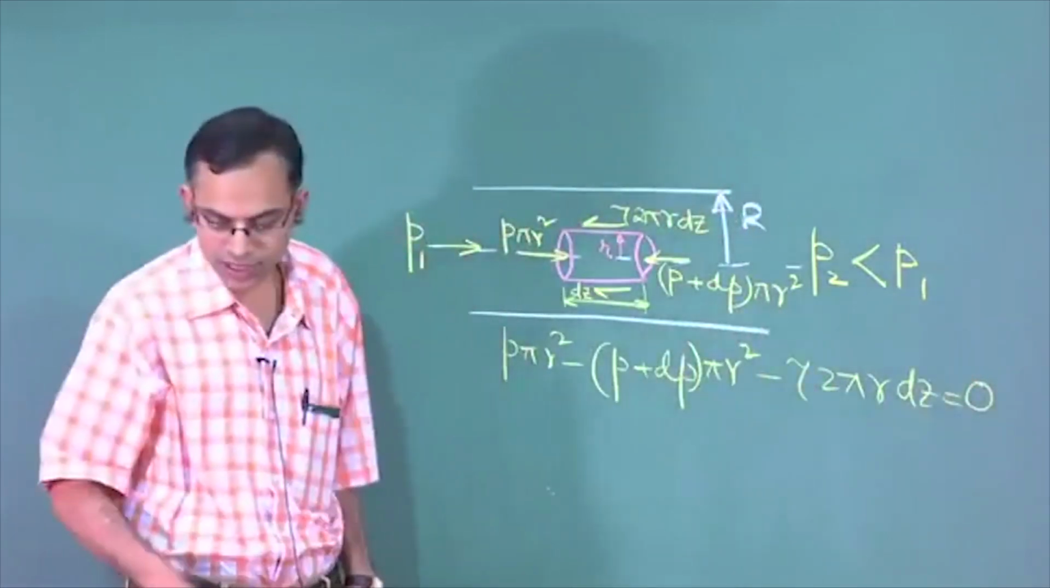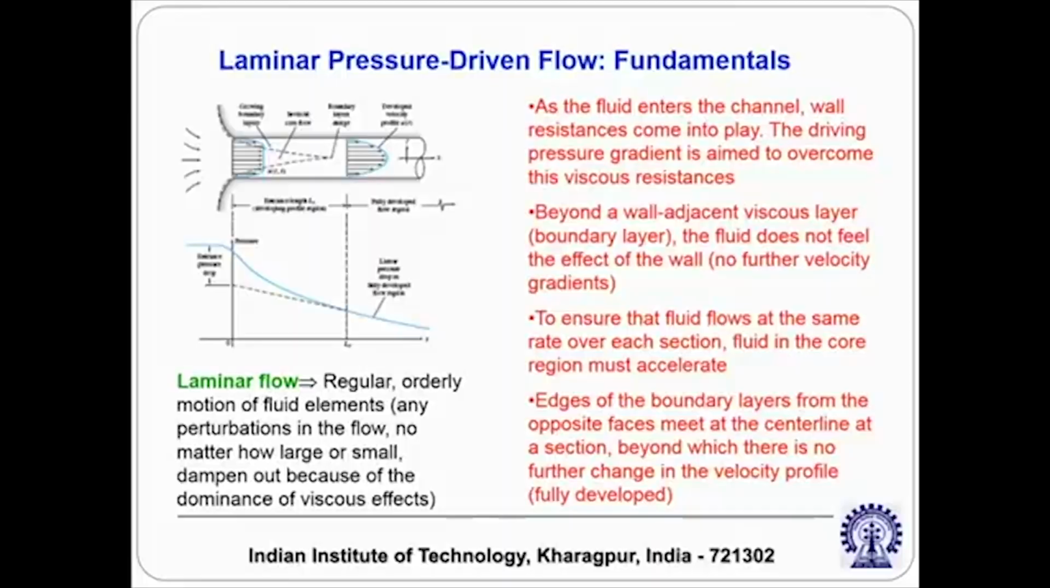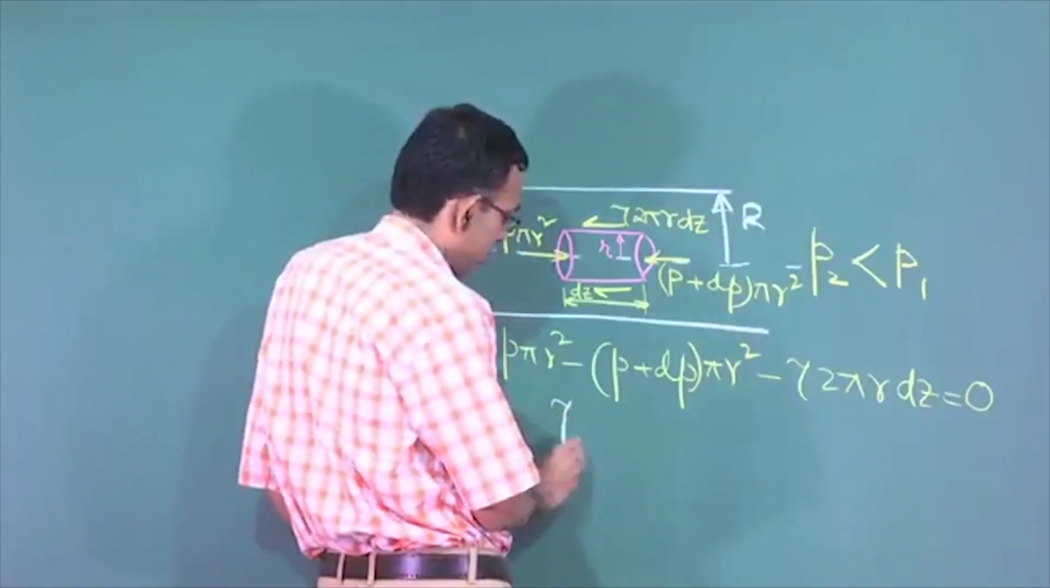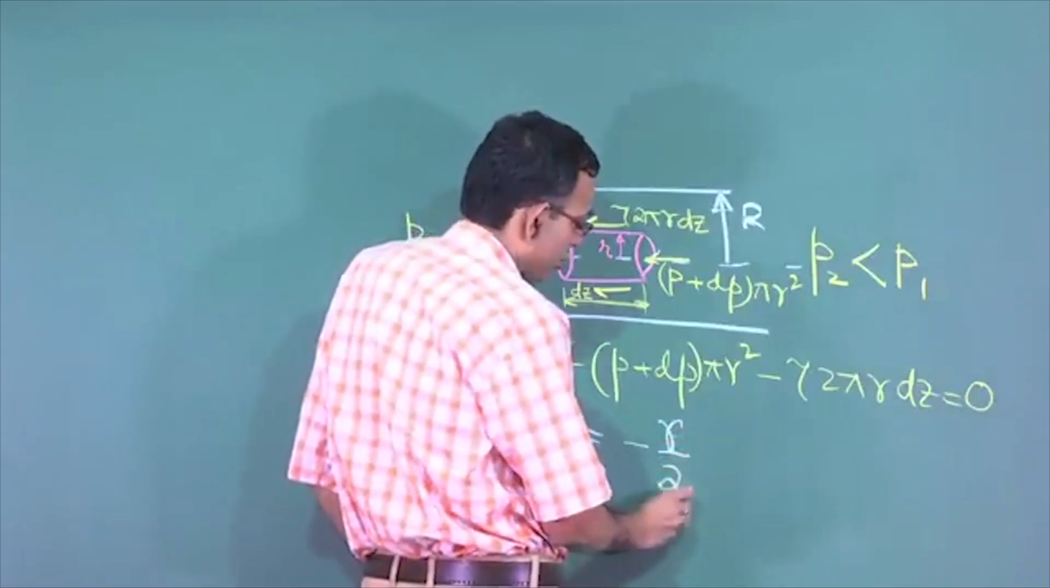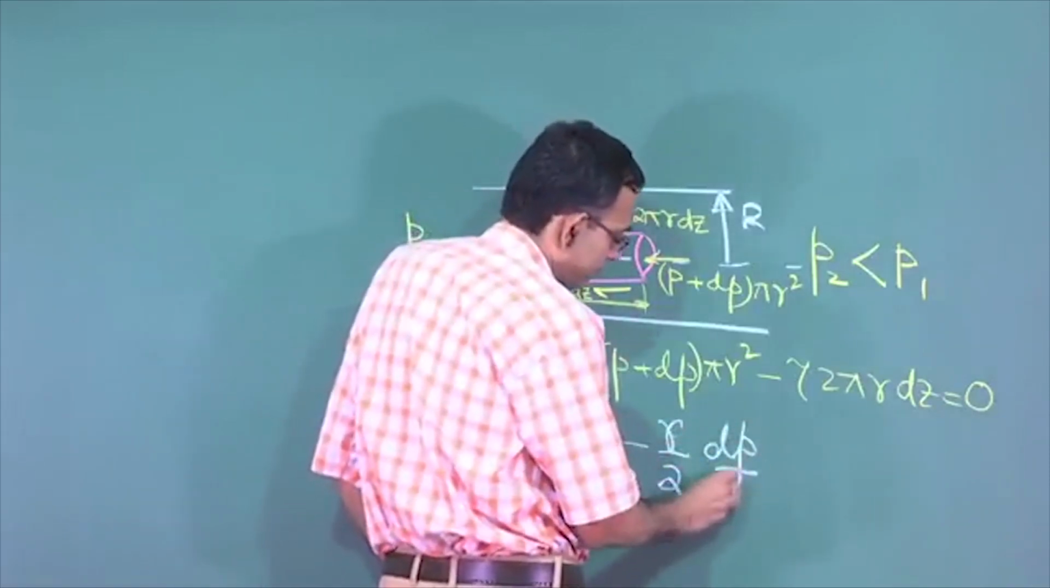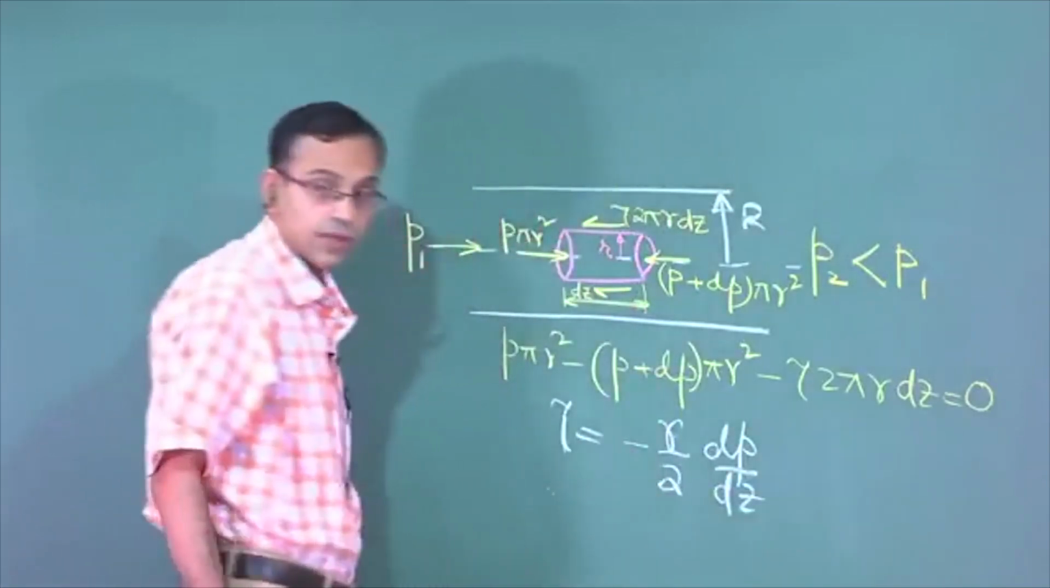So, if you simplify this, you will get tau is equal to minus r by 2 dp dz.